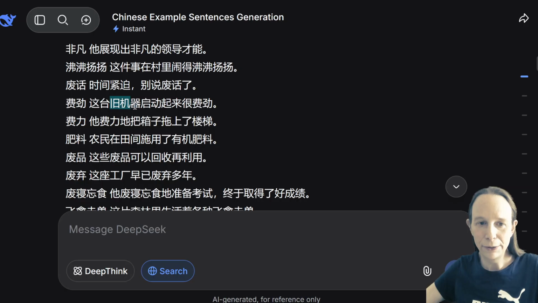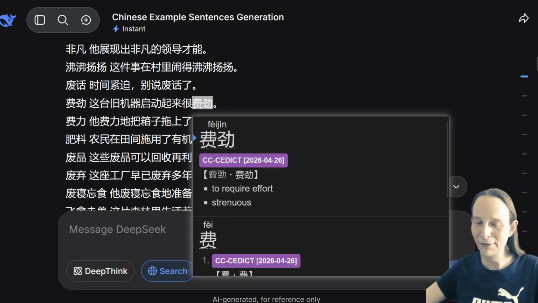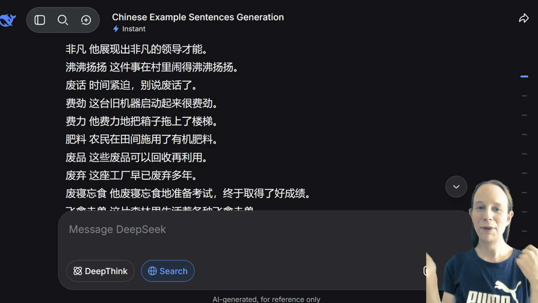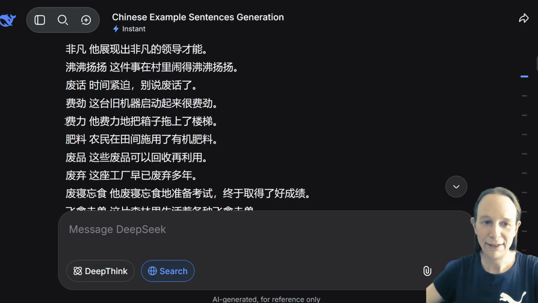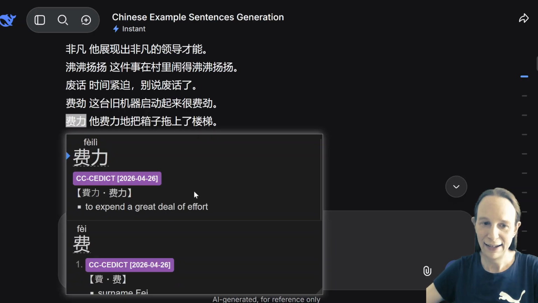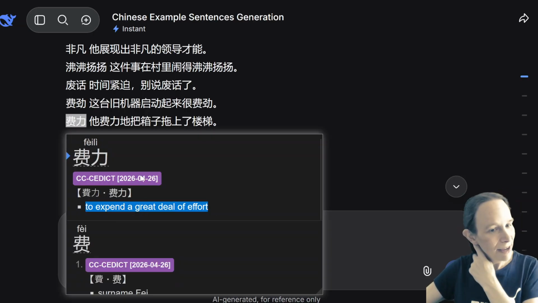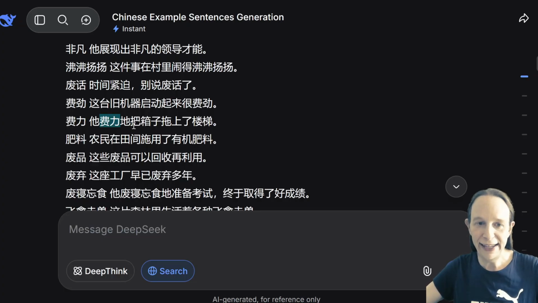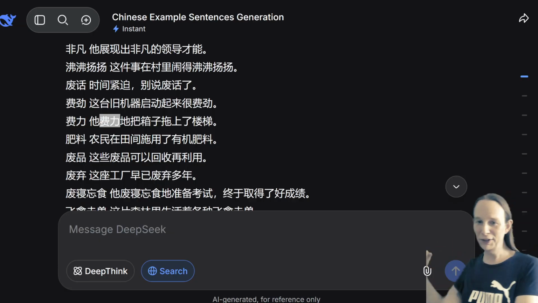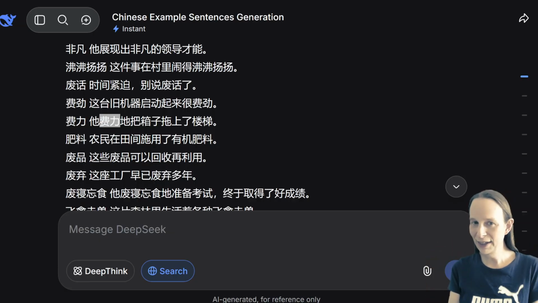这台旧机器启动起来很费力. The old machine, when it starts up, uses a lot of oomph, requires effort. Maybe it's a lawnmower. Some lawnmowers, when they get old, are a bit like that. And 费力. Okay. Expend a great deal of effort. Right. 他费力的把箱子拖上了楼梯. So used a lot of effort to drag the box, unspecified box, up the staircase.